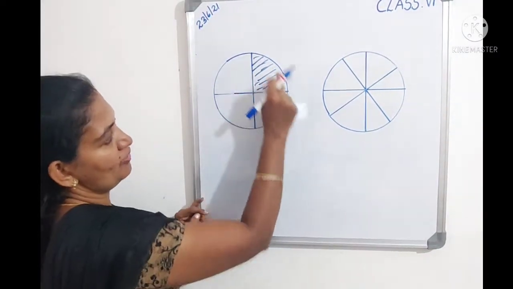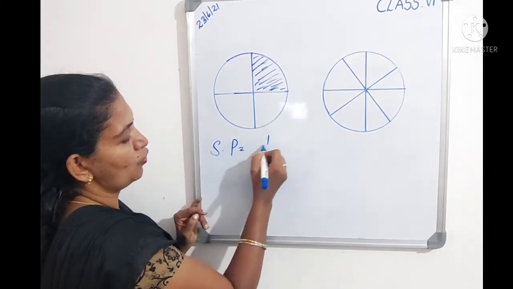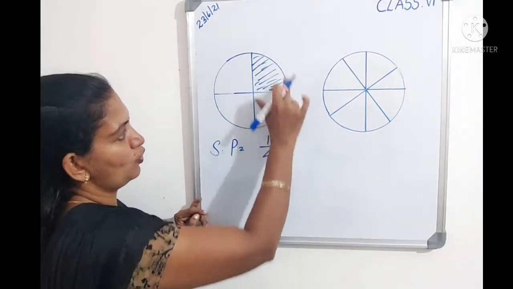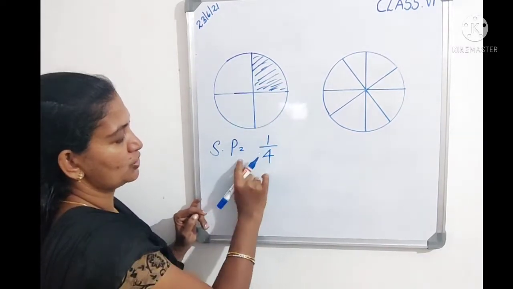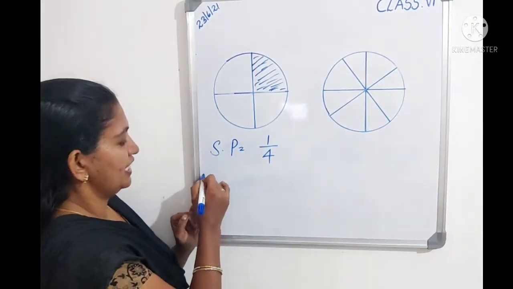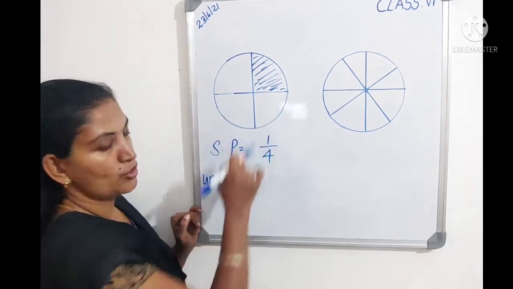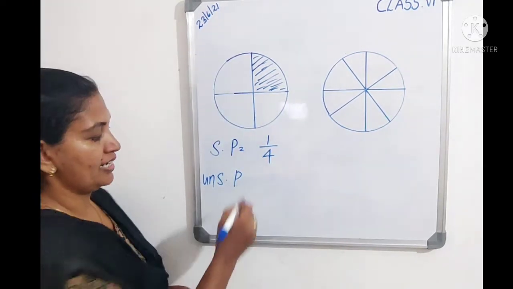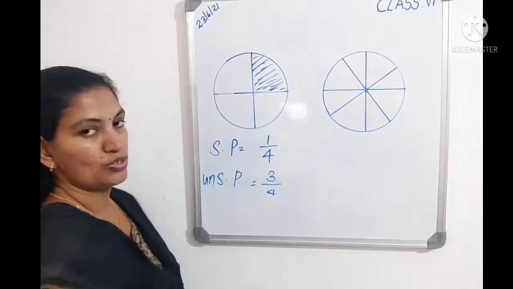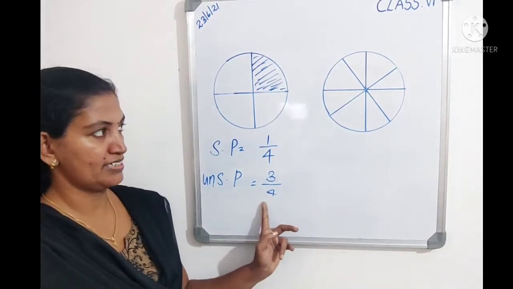So we know that the fraction of shaded part is 1 by 4. How will you get 1 by 4? Because of the 4 equal parts, only one part is shaded. So shaded part fraction is 1 by 4. Next, unshaded part. We know that 3 parts are not shaded. So we can write the fraction as 3 by 4. 3 boxes not shaded, so unshaded part is 3 by 4. Now you got 2 fractions.